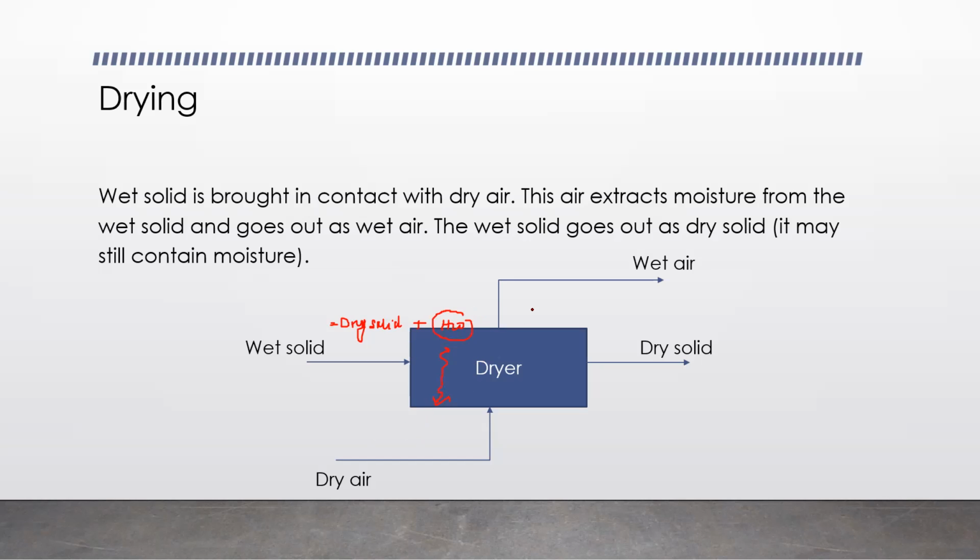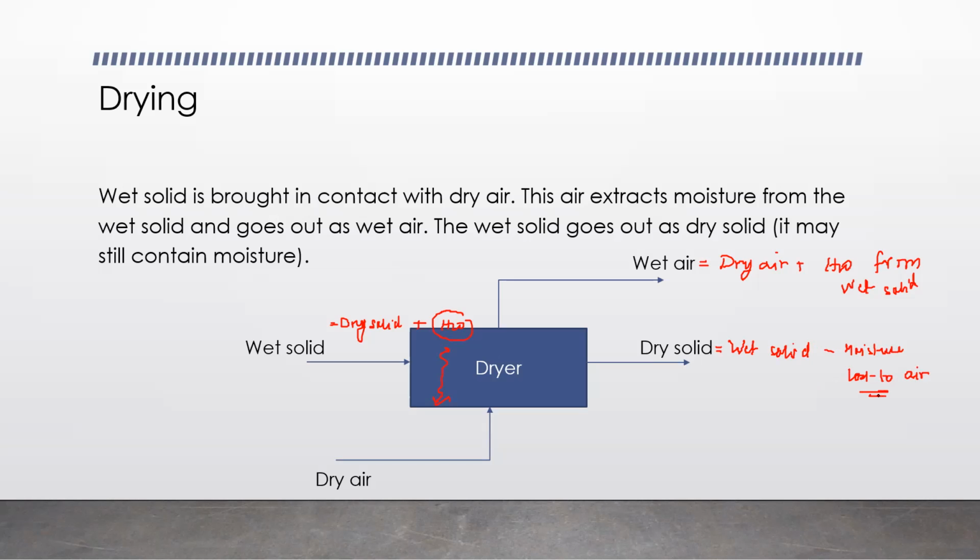And since now dry air has moisture in it, therefore it becomes wet air. So that wet air is nothing but your dry air plus the moisture that it has taken from the wet solid. And whatever we get is our dry solid, which is of course wet solid minus the moisture lost to dry air.